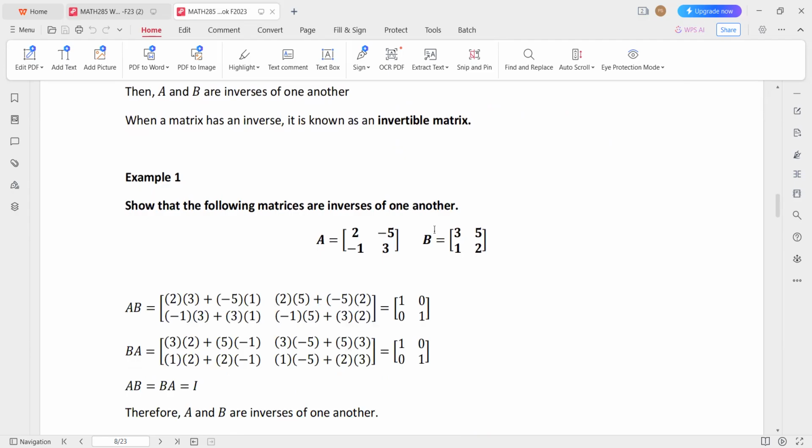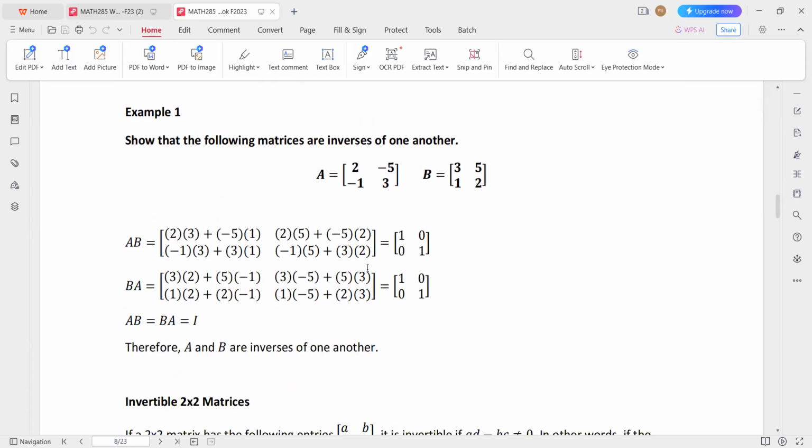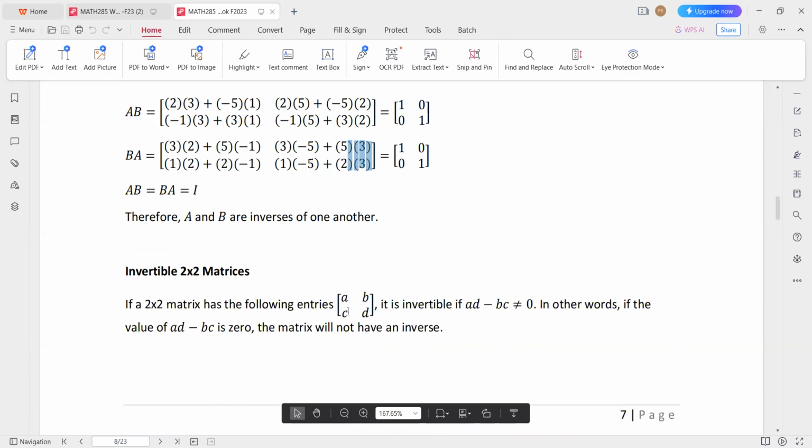It says show that the following matrices are inverses of one another, right? So if A is this, B is this, what you basically do is what? You're going to do the multiplication of it first, which is what you have here, equals 1, 0, 0, 1. You do it the other way. So it means that A and B are inverses of one another, right?